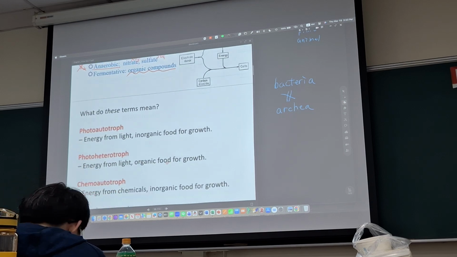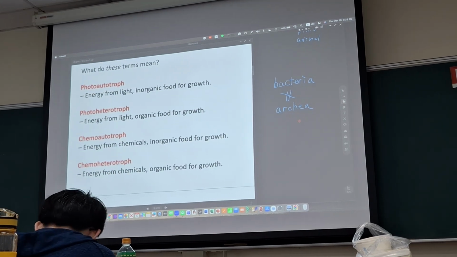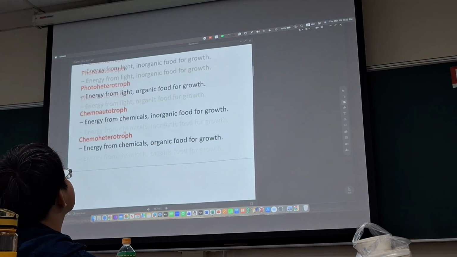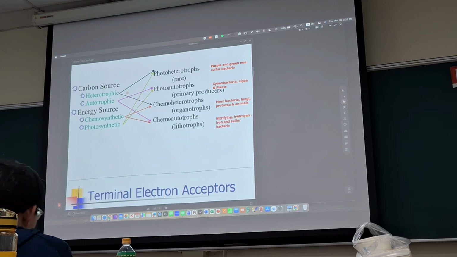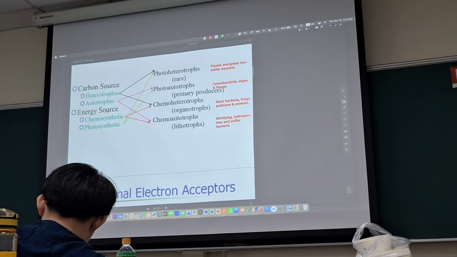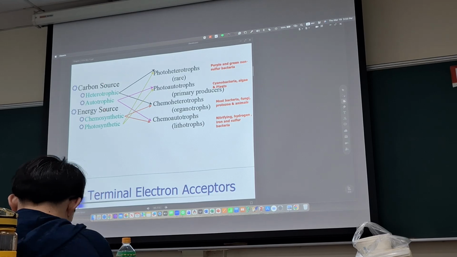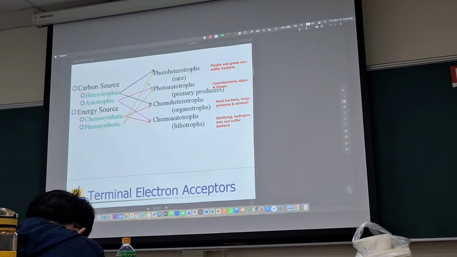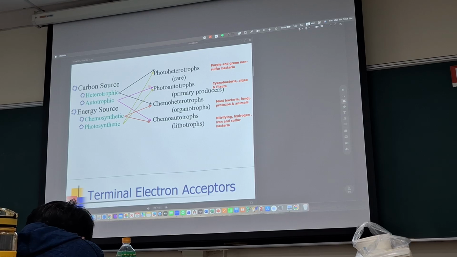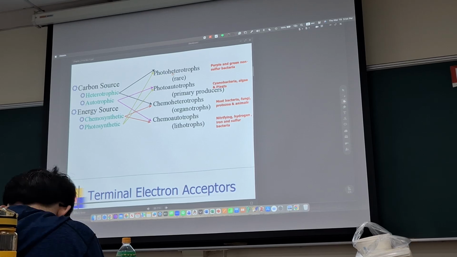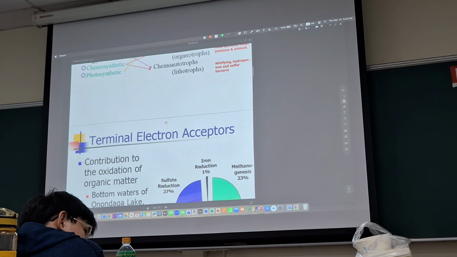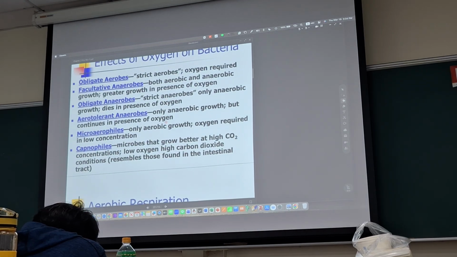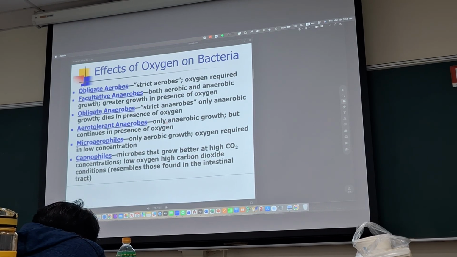Okay, this is a quick summary of those things. Let's do this, and the interactions. The interaction between the carbon source and energy source: you can classify the organisms into photoheterotroph, photoautotroph, chemoheterotroph, and chemoautotroph. Okay? So let's see this slide.